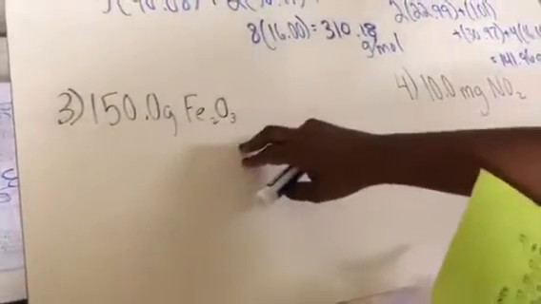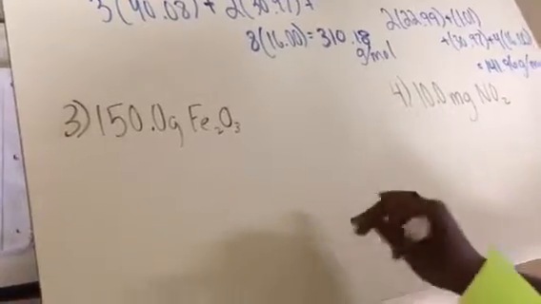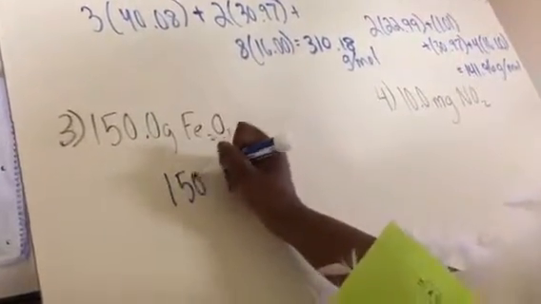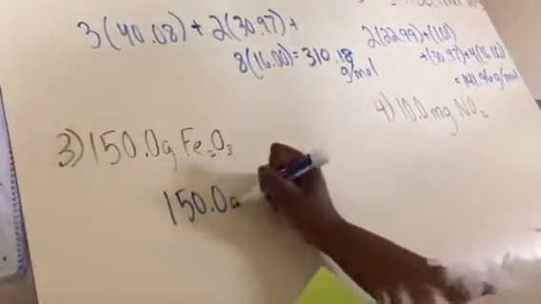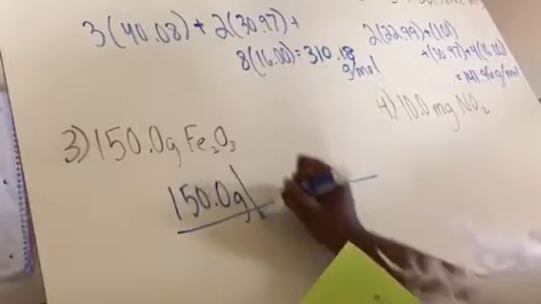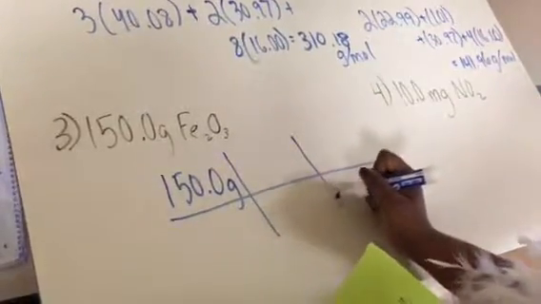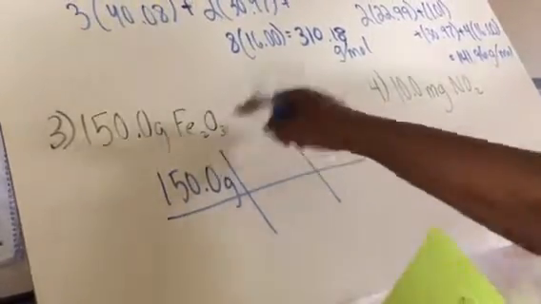Okay, now we're going to focus on converting mass to moles. So here we have 150.0 grams of iron oxide. So we're going to create a dimensional analysis table to do this. We'll put grams in the bottom so we can cancel it out. We have to find first the molar mass of iron oxide.